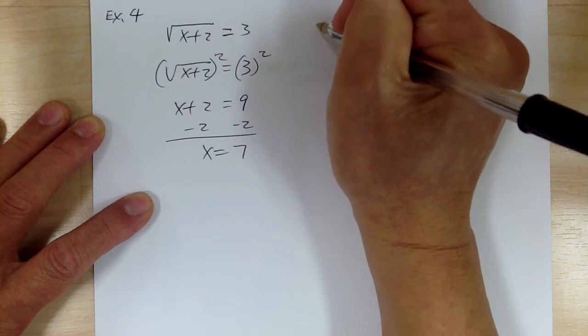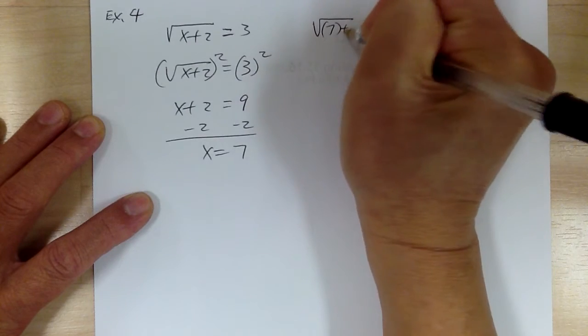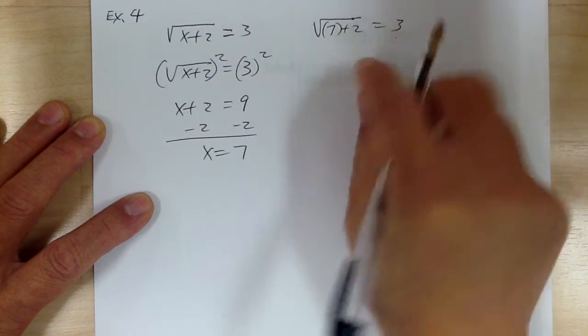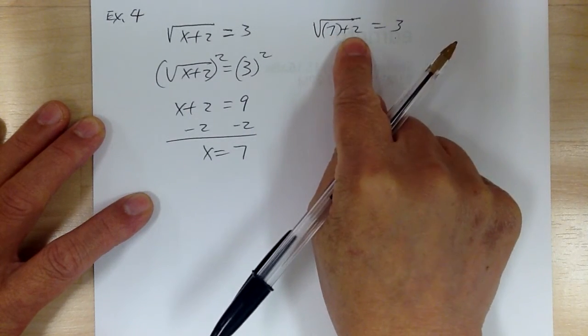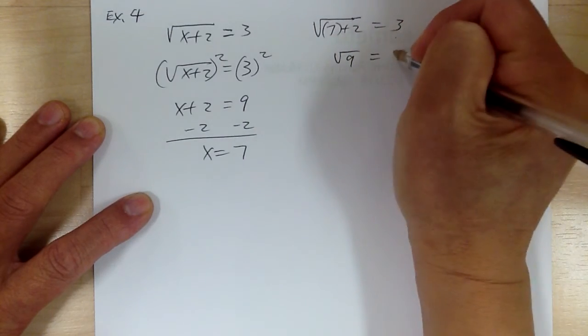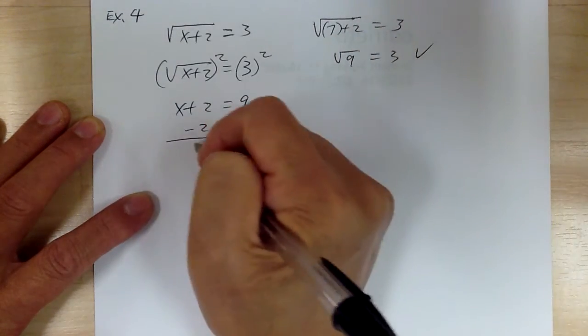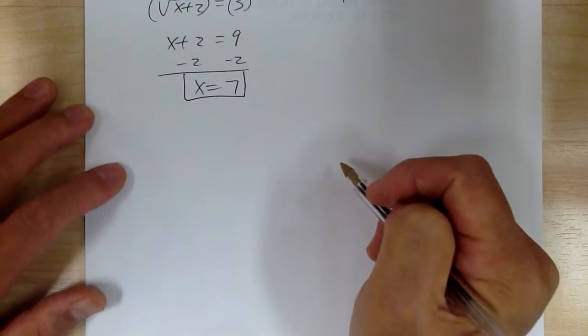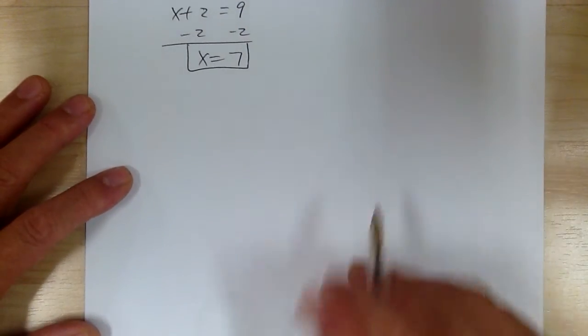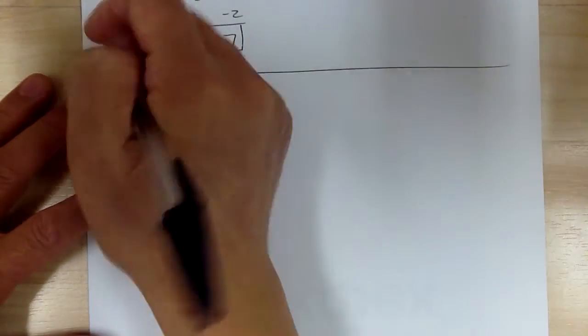Okay, so that's going to check. From here you will see that 7 plus 2 is 9. Square root of 9 equal to 3, so it checks out. So this is it. Okay, continue on. Let's go to example 5.